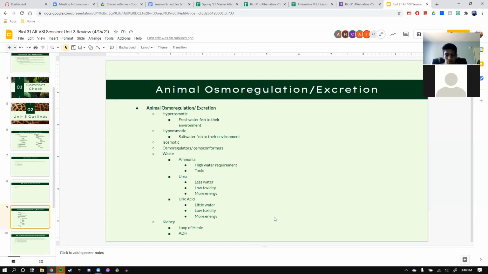So then you also have to talk about waste. Waste is often dealt with using water. But not all groups have a lot of water at their disposal for waste. And so there's three different types of waste that we can have.